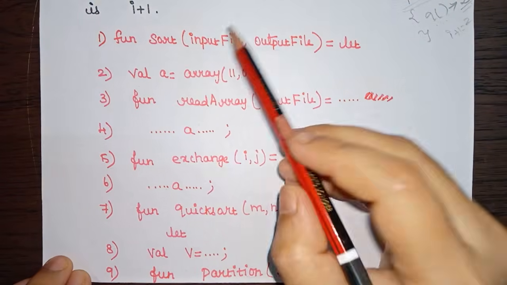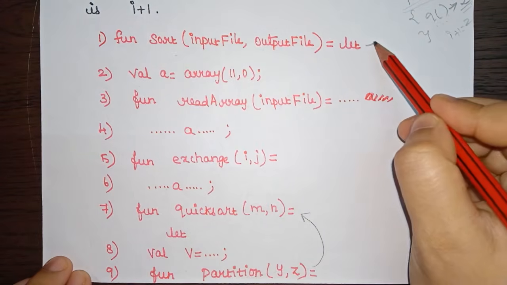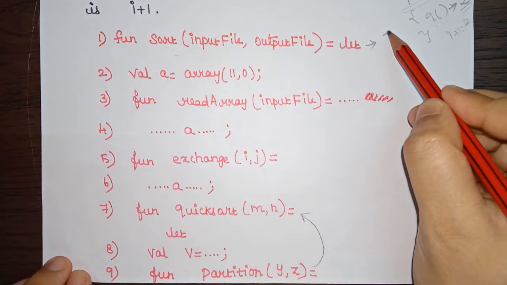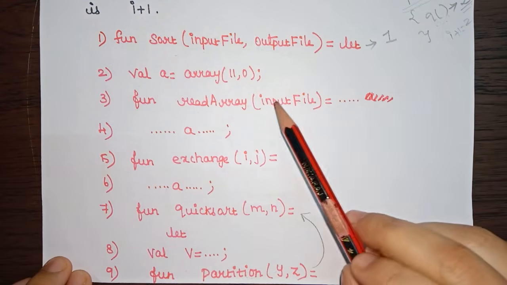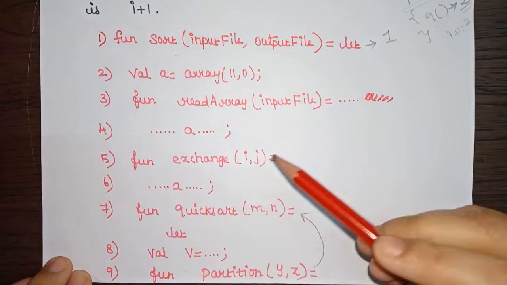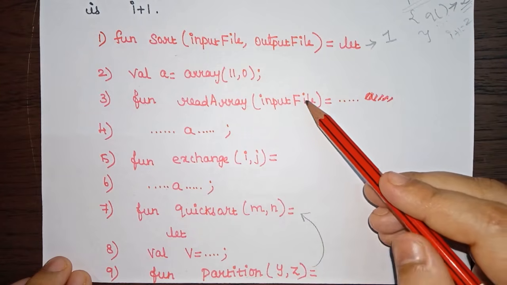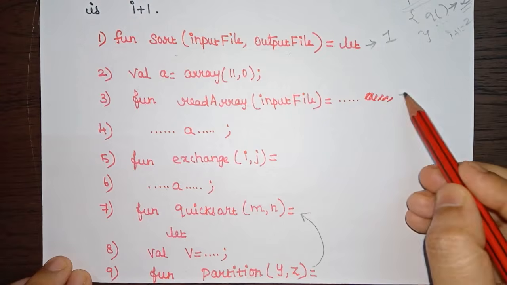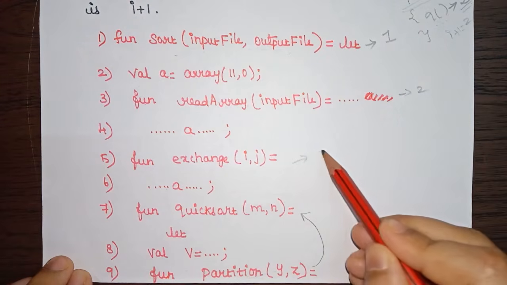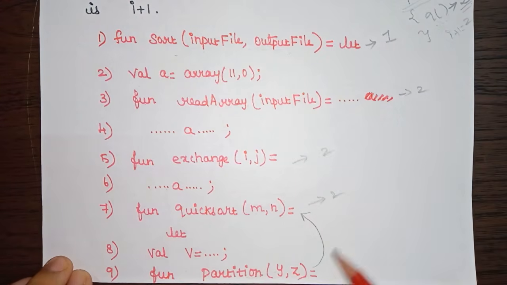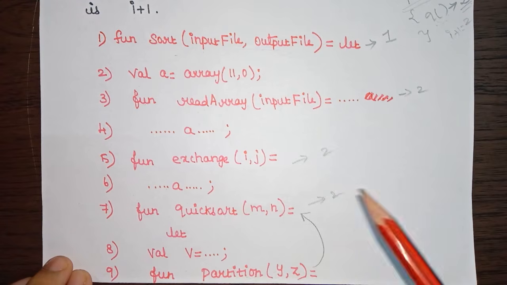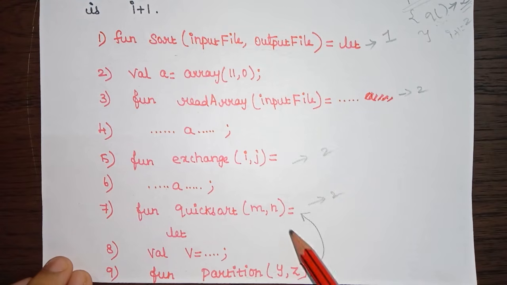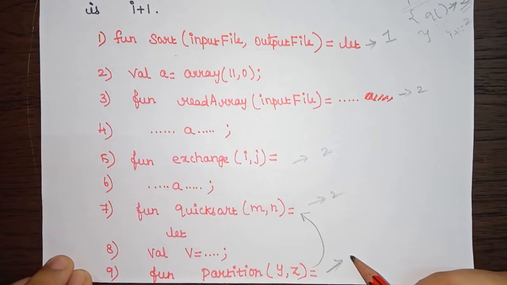And when you look at this procedure, the nesting depth of sort is 1. Coming to these three procedures, as they are nested immediately inside sort, the nesting depth can be taken as 2 for all three. And coming to the procedure partition, which is nested inside quick sort, the nesting depth is 3.